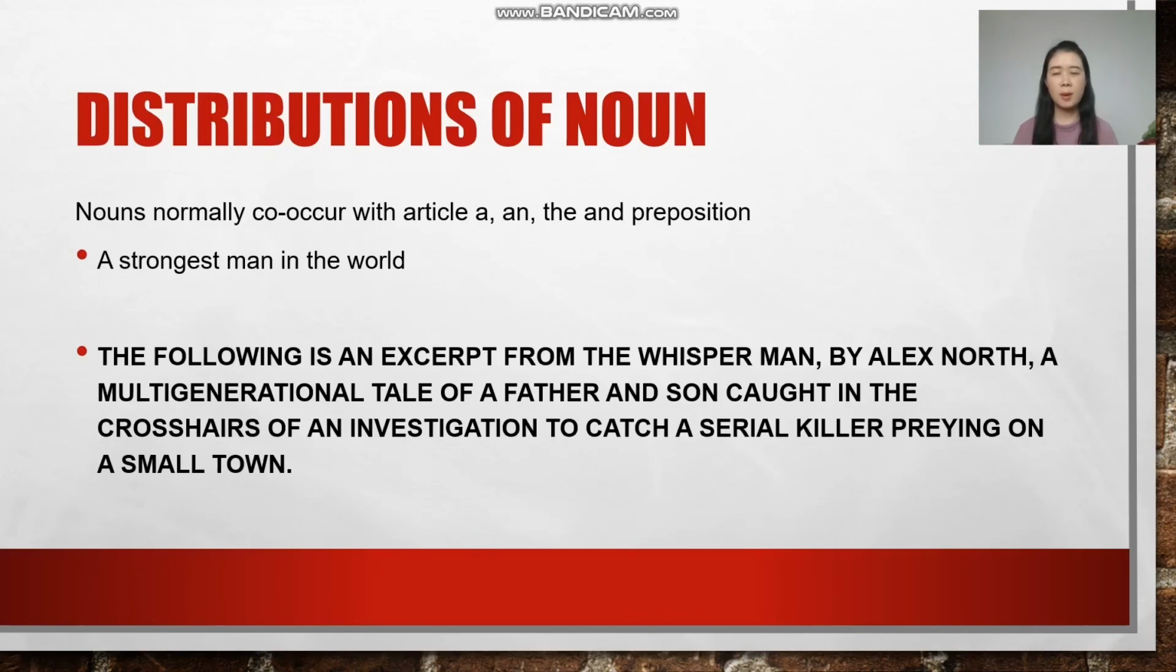So from this example, can you tell me where the nouns are? Yes, the first one is the word "man," and another one is the word "world." What about another one? I give you a long example here. Can you count how many nouns there are in this example? And let me know.